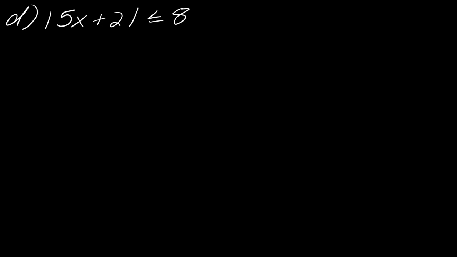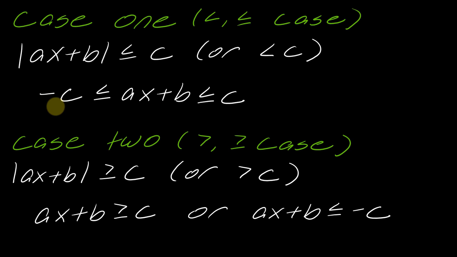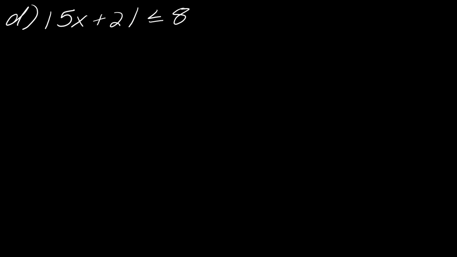So now I have the absolute value of 5x plus 2 is less than or equal to 8. So we have the absolute value on the left side. And so then I know that this is a less than situation. So for the less than situation, I use this setup here. And so let's see. So this is going to be set up as -8 is less than or equal to 5x plus 2 is less than or equal to 8.